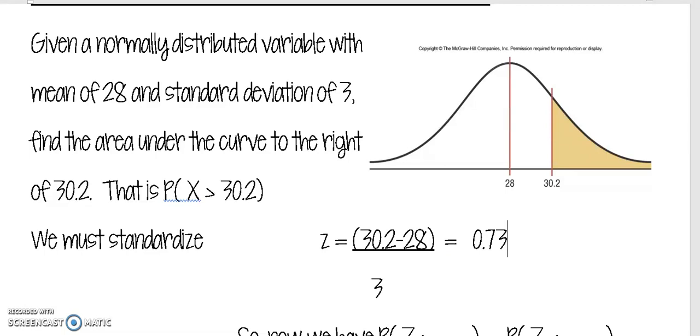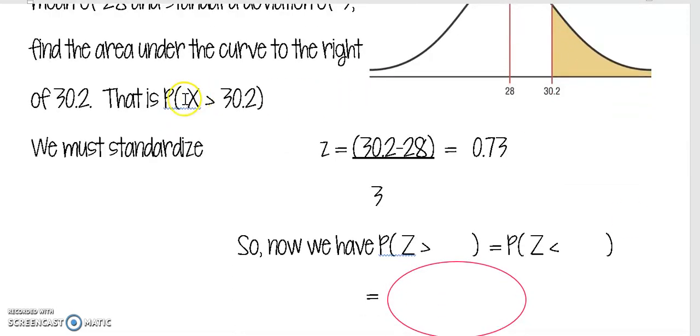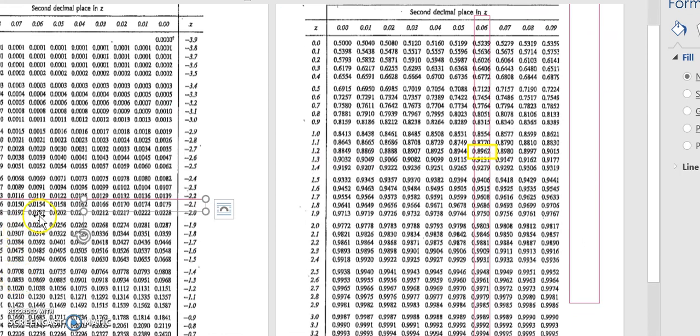But in order to use my z table, I need to only use 2 decimals. So by calculating that z-score, I have transformed the probability that x is greater than 30.2 into the probability that z is greater than 0.73. But I don't want to do any math, so I'm going to horizontally rotate that image and look for the probability that z is less than negative 0.73. So I'm going to pull up my, okay, I fixed that technical issue.